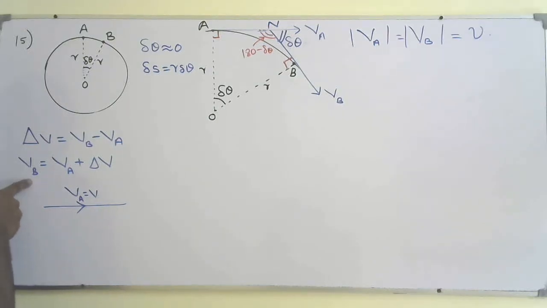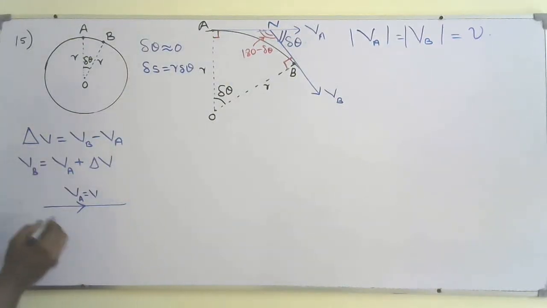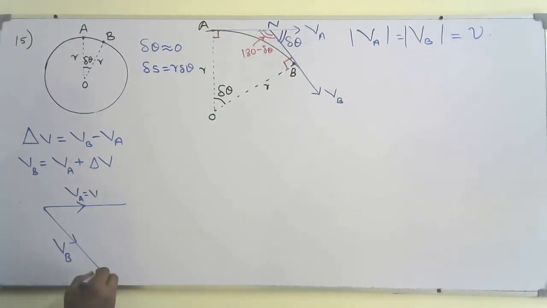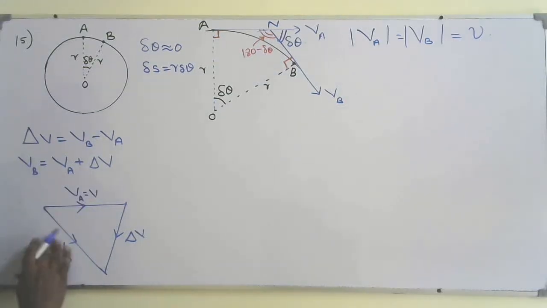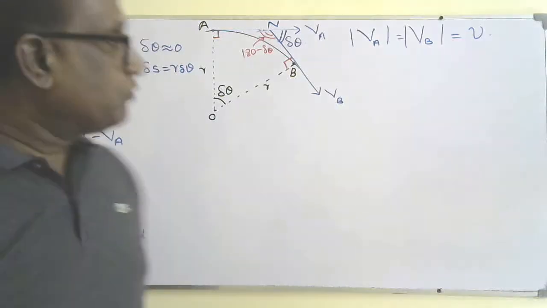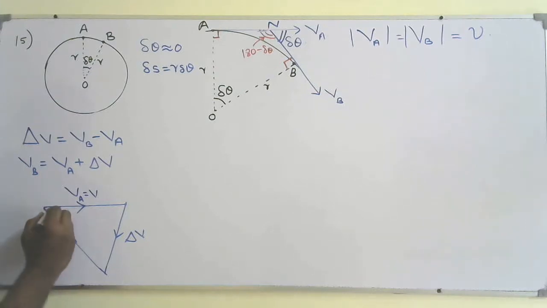VB, I know, is going to be the resultant vector. When I add delta V with this, I should get VB. VB is along this direction, same length, because the magnitude is the same. So the delta V will be along this direction. So the angle between VA and VB, this is VB, I can call VB equal to V. The magnitude is the same because A and B are very close points. So the angle between VA and VB is delta theta.